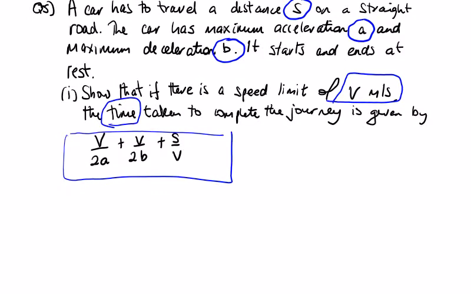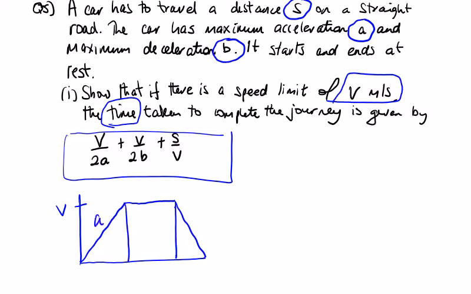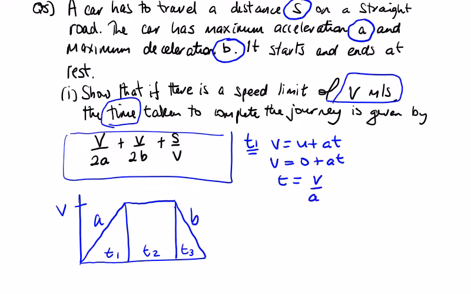Okay, let's do a little diagram here. So we have a speed limit of v. We have acceleration of a, deceleration of b. So we're looking for these times in here, t1, t2, and t3. So if I take t1 first, v is equal to u plus at. v is equal to 0 plus at. So the time taken is v over a, t1.